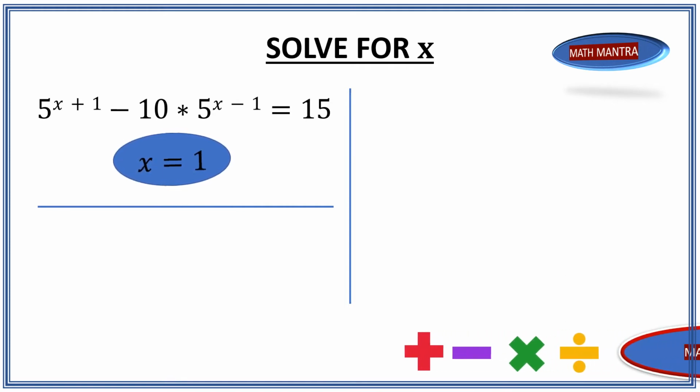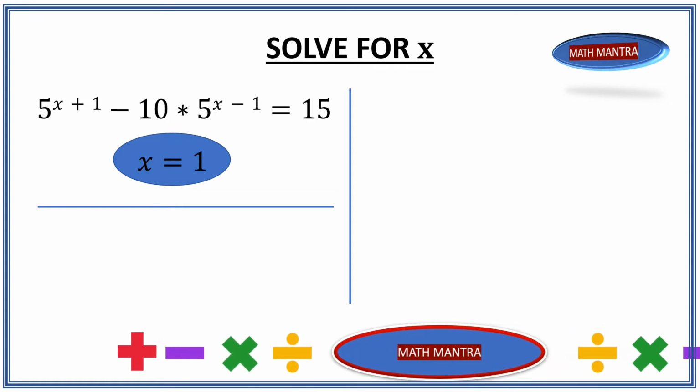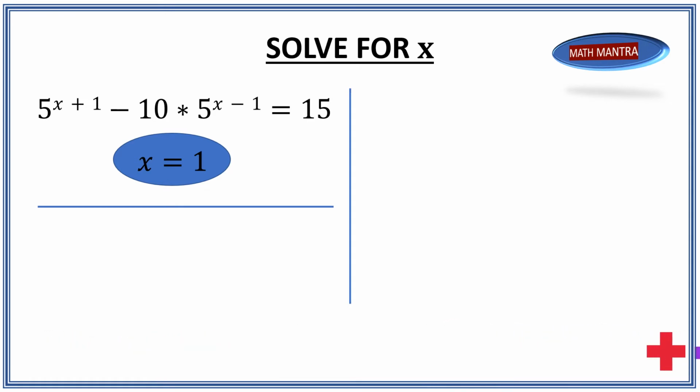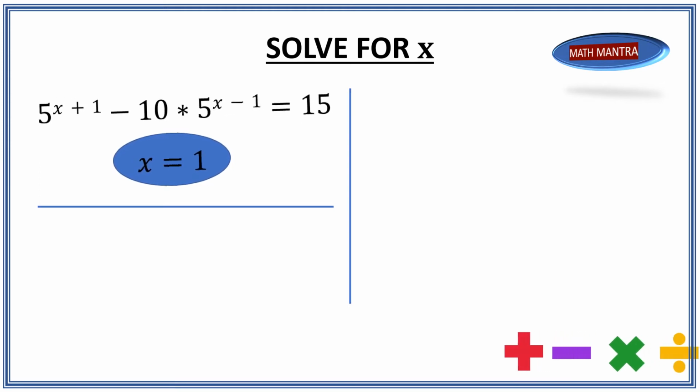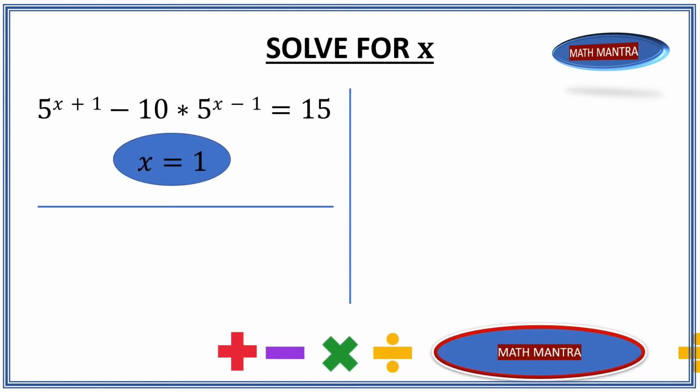You put it back in the equation and see if it holds on both sides, gives the same number, right? So let's check. Let's put x is equal to 1 in the main equation that we had. So 5 to the power of x plus 1. So 1 plus 1 is 2.